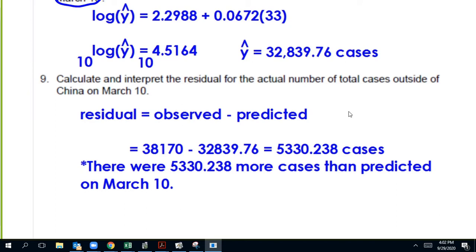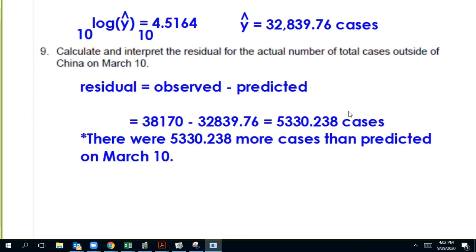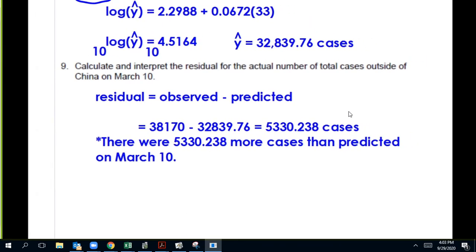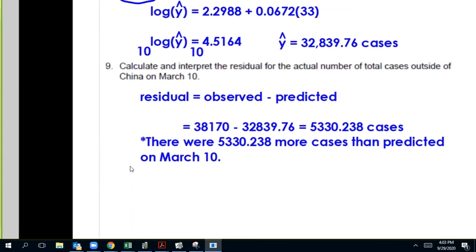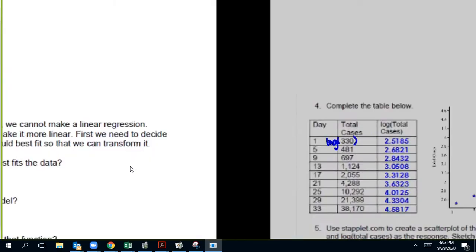Our predicted was too low because it was lower than the observed, and so we got a positive number. All right, so what we're going to do now is I'm going to go ahead and debrief with my red pen a couple key things about this activity. If you're just joining in from class, this is a great place to start. Just go back to the beginning and we'll do a couple debriefs and then we'll be done.